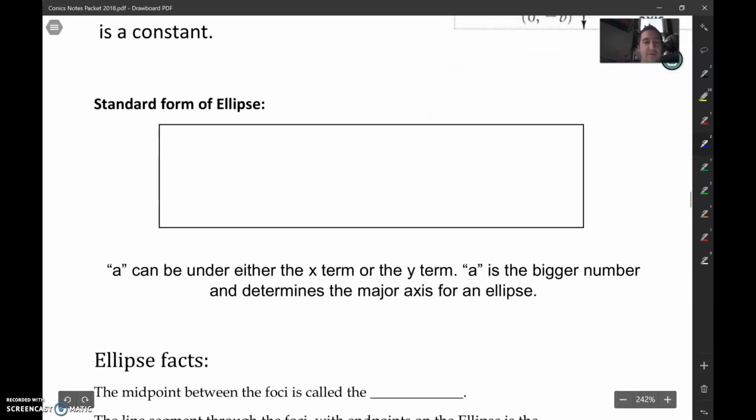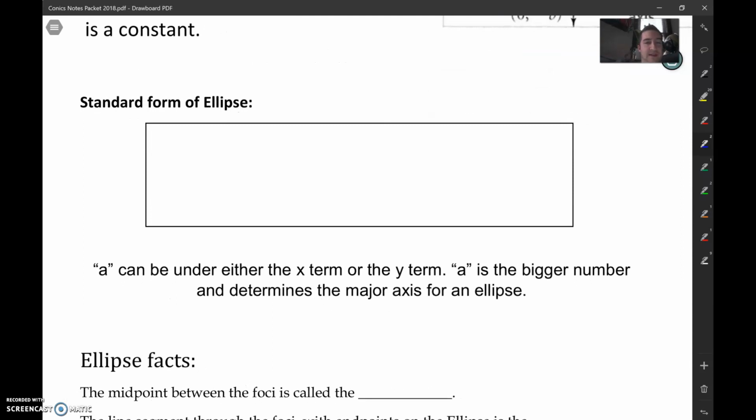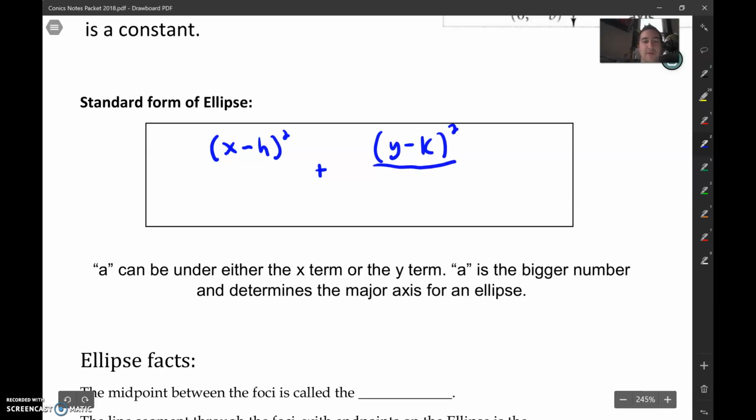Now let's get the standard form of an ellipse down. Okay, the standard form looks very similar to a circle. It's (x minus h) squared plus (y minus k) squared. But here's the two differences. There are numbers underneath this, and honestly, the numbers can change. So here's what I mean. Let's put a squared here and b squared here.